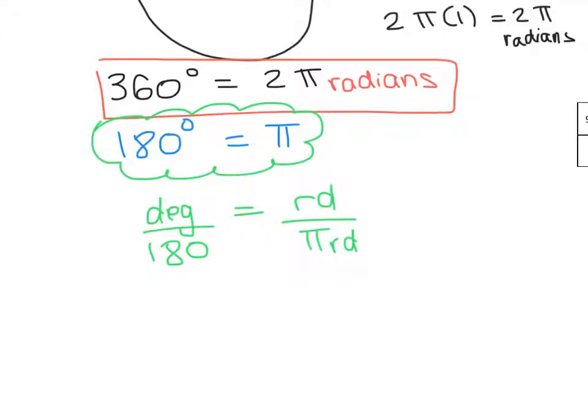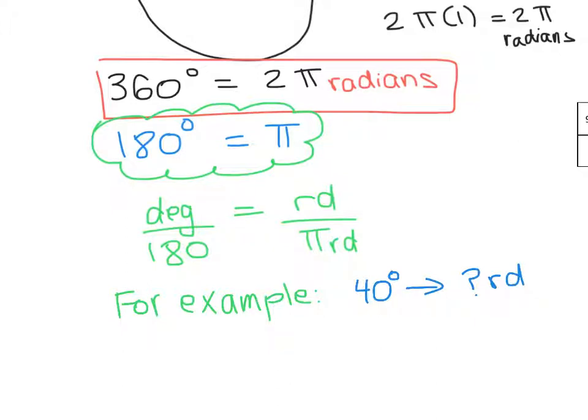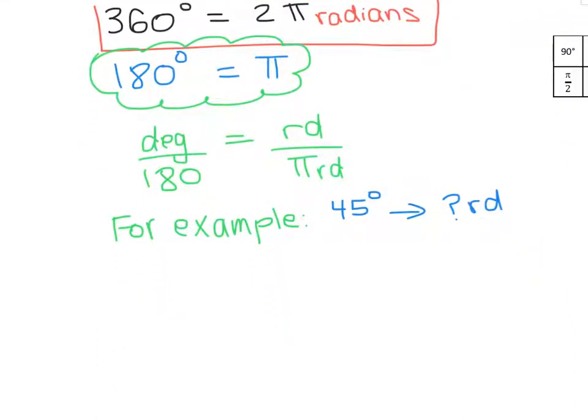So for example, if I give you 40 degrees, let's say, how can I change that to radian? Or you know what, let me change 40 to something that you will see more often, which is 45, let's say. So how can I find 45 degrees in radians? So let me plug in whatever I have in my proportion. So instead of degree, I can put 45. I already know what the 180 is. Now I don't know what the radian is, so that's going to be my x. And I already know what pi is.